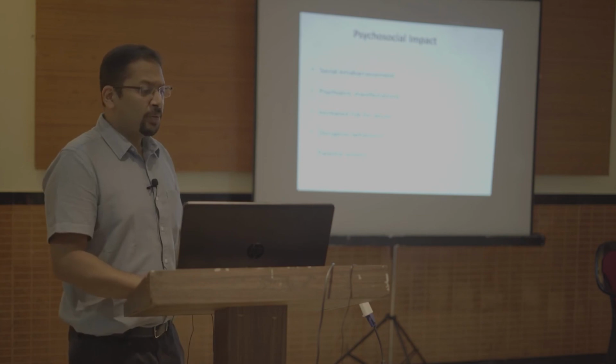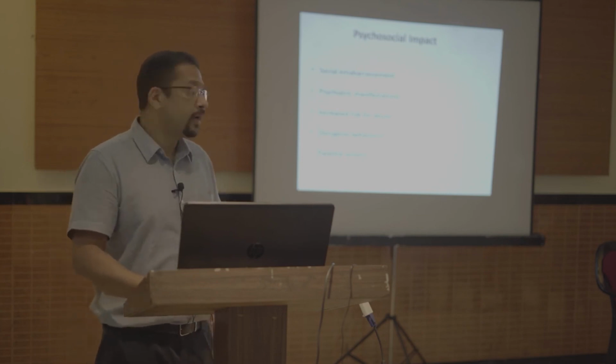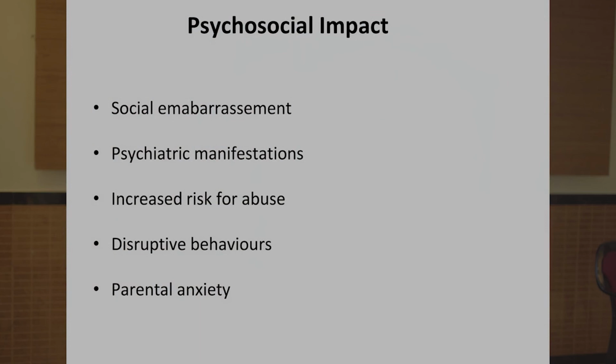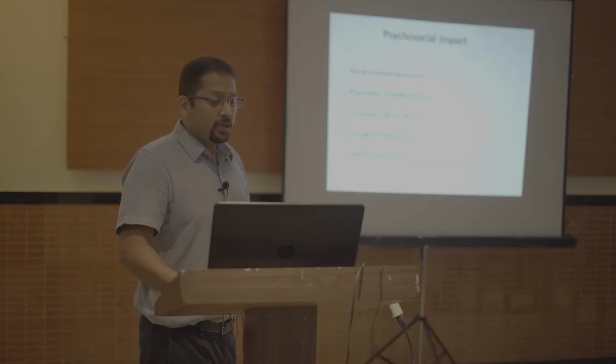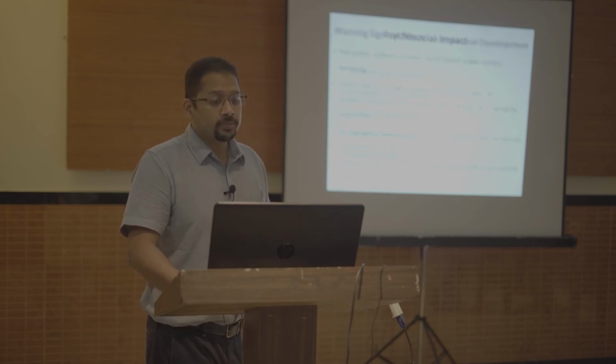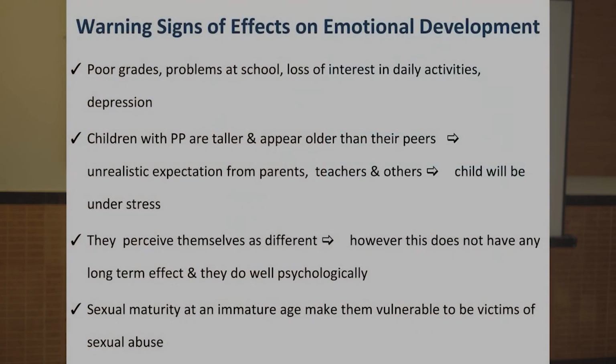The most important thing before treating any condition in precocious puberty is the psychosocial impact. So we have to look at the condition of both parents and child. The child has a social environment. They feel that they are like adults in childhood, so we have to counsel the patient. Psychiatric manifestations: the patient may go into depression, may have an increased risk of abuse, and may have disruptive behaviors. There may also be parental anxiety in such family members. So this social impact should always be dealt with, and we have to give time to such patients before starting any treatment.